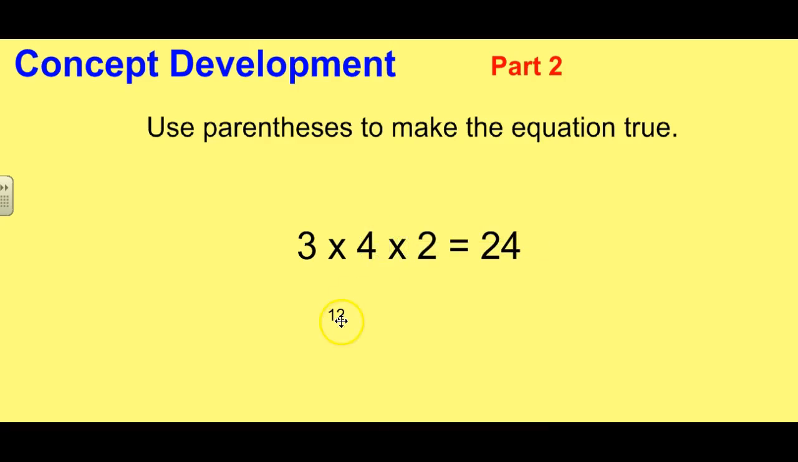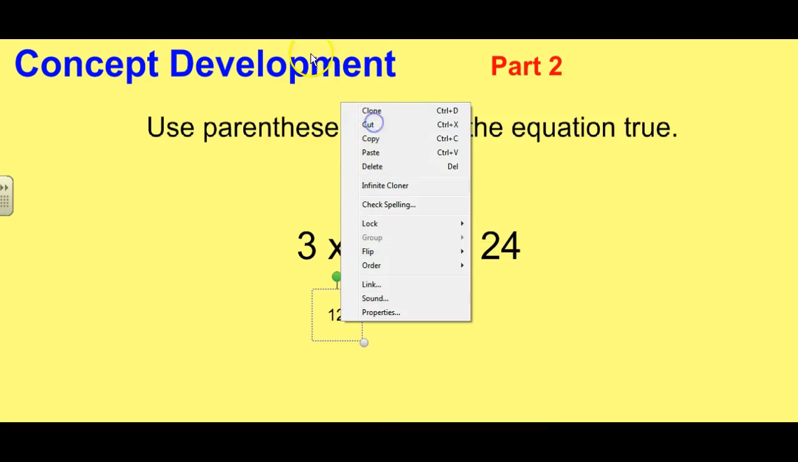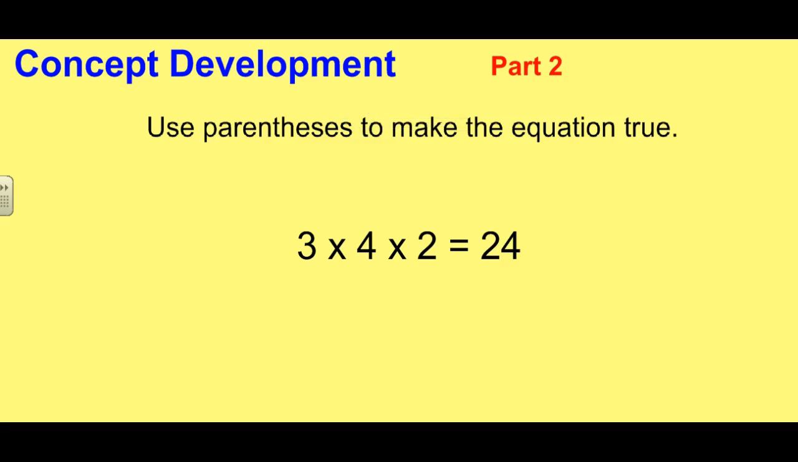I'm going to take these parentheses away, and I'm going to put my parentheses around the 4 times 2. And I know that 4 times 2 is 8. And I know if I take this 8 and multiply it by 3, it is also going to give me 24. So with this equation, I could have put the parentheses around either one of the ways that I did it, and it still gave me 24.